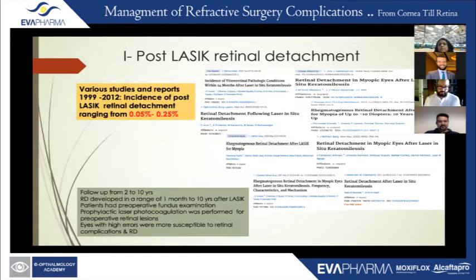Various reports and case studies from 1999 to 2012 reported a variable incidence of post-LASIK retinal detachment ranging from 0.05% to 0.25%. These different studies had different inclusion criteria and different follow-up periods, and you can see this reflected in the different incidences reported. All of these studies had a follow-up period from 2 to 10 years, and in all of them the retinal detachment developed after LASIK, from 1 month up to 10 years. All patients had preoperative retinal examinations and preoperative prophylactic treatment for retinal pathology, while patients with higher errors were more susceptible to retinal complications.